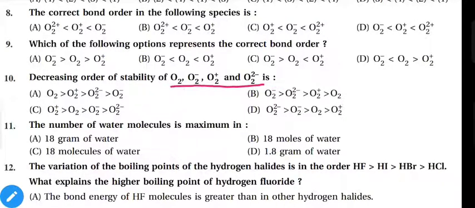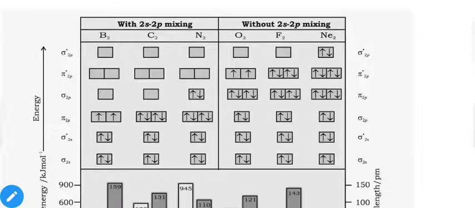So for that we need to find the molecular orbital diagram of O2, which is already discussed in the textbook, so you can go and refer to it. On the basis of that diagram we can find the answers for the structures mentioned here. So let's start with O2.